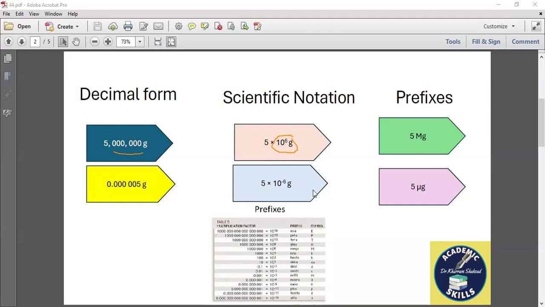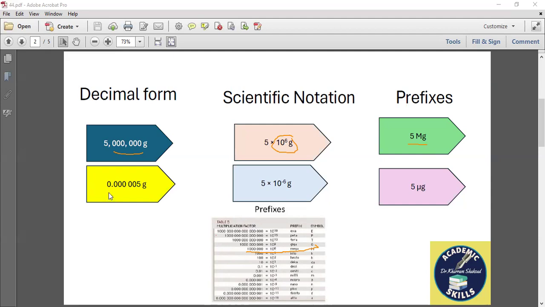And if you want to report this data in prefixes, you can see the prefixes table, and we can see here that you can write it as megagram. So when you have this type of data in decimal form, you can write it in this form, and in scientific notation, you can write 10 raised to power 6, and with prefixes, megagram.